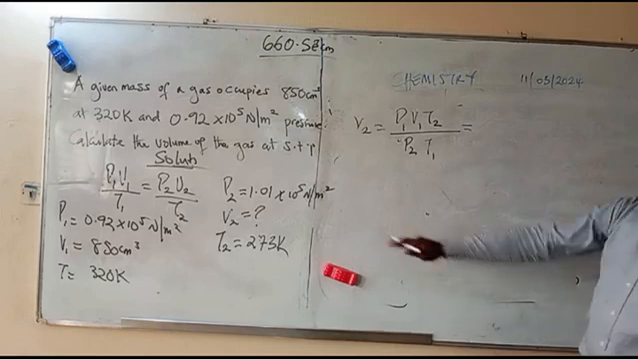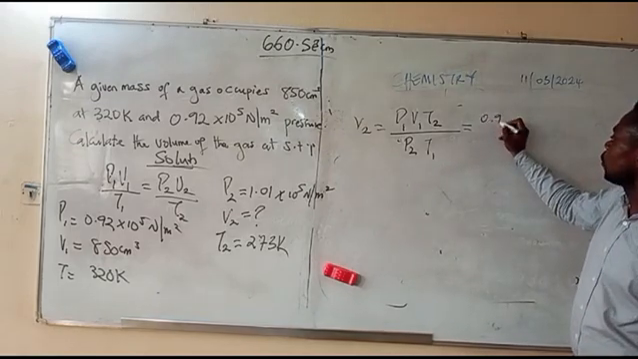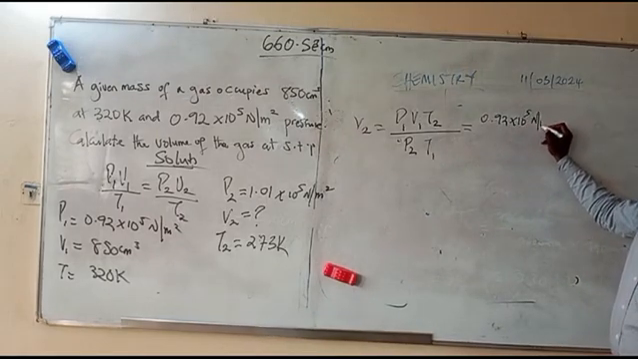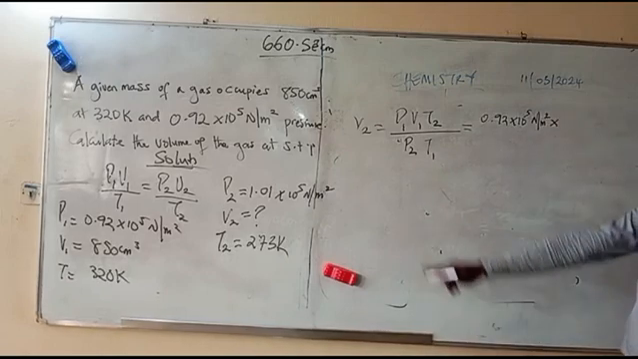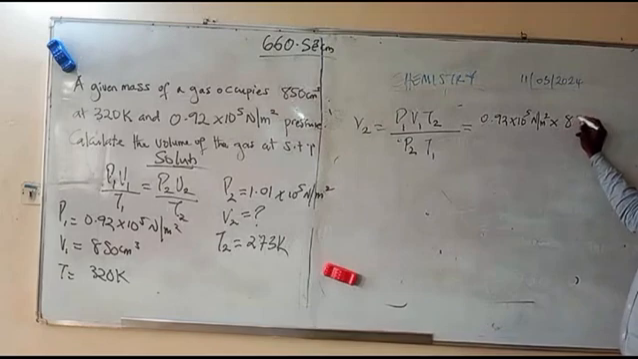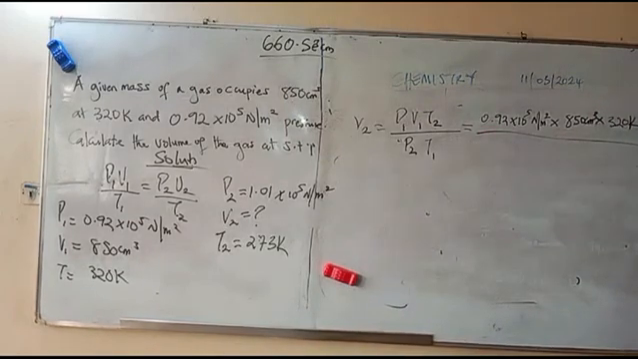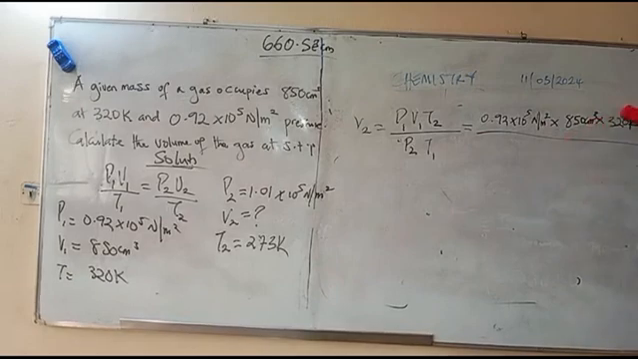From the values given, P1 is 0.92 times 10 to the power 5 Newton per meter square, times V1, which is 850 cm3, times T1, which is 320 Kelvin, divided by... No, it's T2. Have I made a mistake? Yeah, thank you for the correction. So here should be 273.